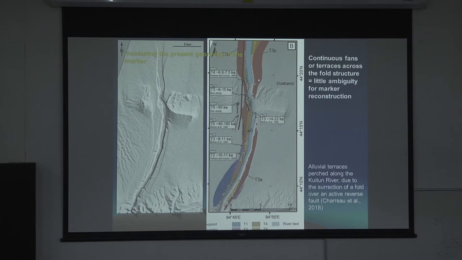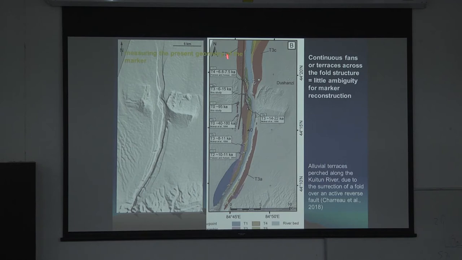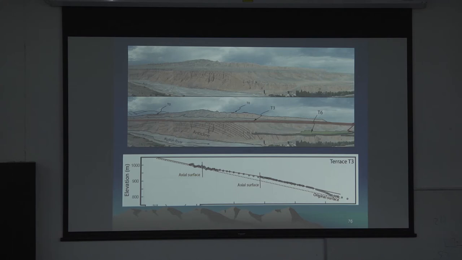So to reconstruct the present geometry of your marker, in some cases it is relatively obvious. It is obvious when you have continuous terraces. For example, here in Tian Shan again, you have this red terrace, which can be followed almost entirely across this active structure, which is a fold. So in that case, we follow this terrace. You see a nice strath terrace, the folded bedrock, the anticline, then a veneer of alluvial deposit above the strath level. And this terrace is continuous across the fold.